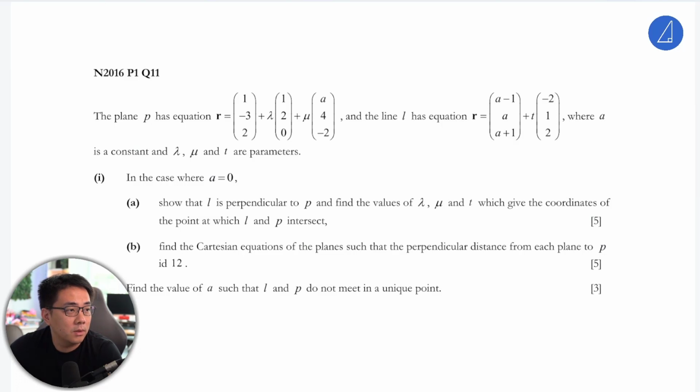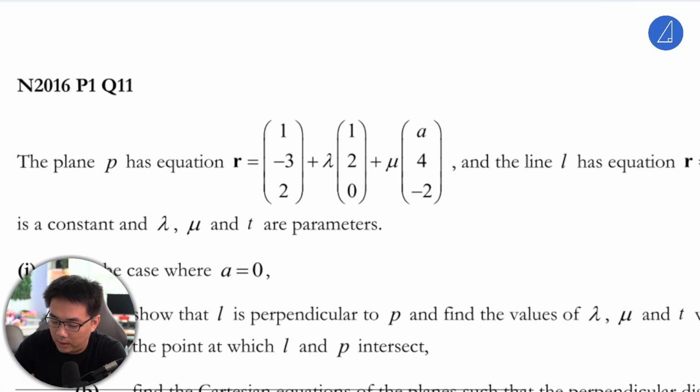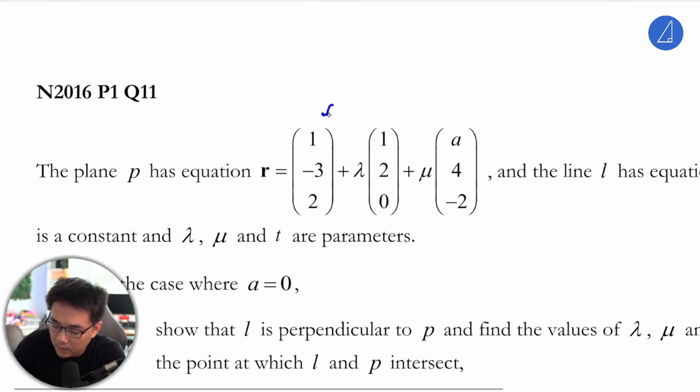Okay, let's look at this question here, which is on vectors, taken from the 2016 paper, question 11. So the plane has this equation. We have two non-parallel vectors which are parallel to the plane, and this is a point on the plane. This is a parametric form.